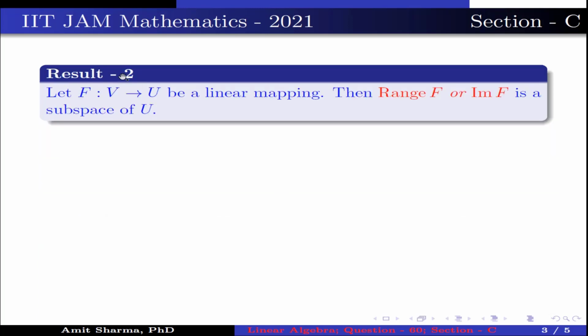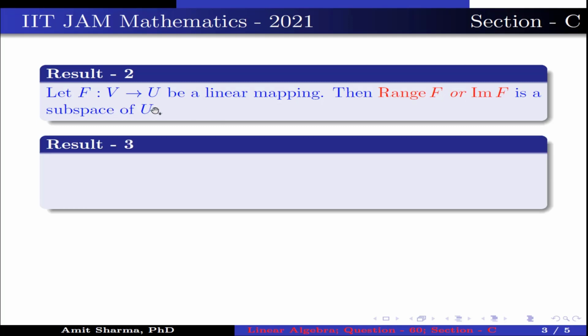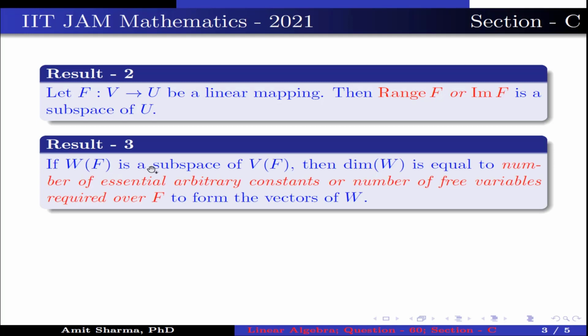Result number 2. Let F from V to U be a linear mapping, then range of F or image of F is a subspace of U. Result number 3. If W over F is a subspace of V over F, then dimension of W is equal to the number of essential arbitrary constants or number of free variables required over F to form the vectors of W.